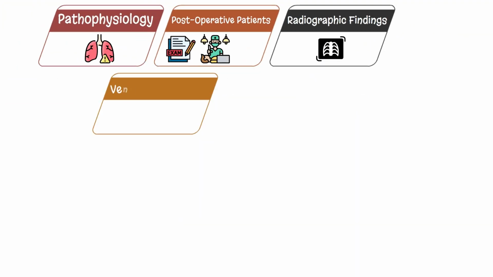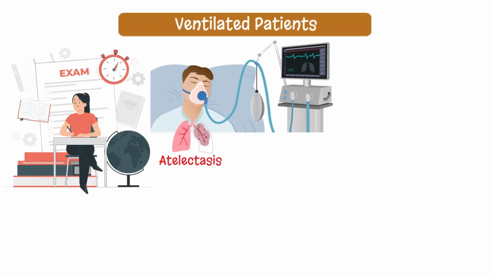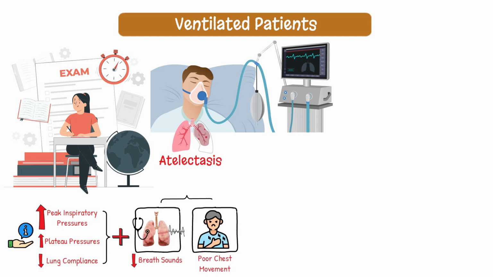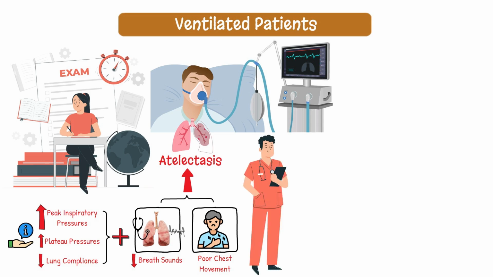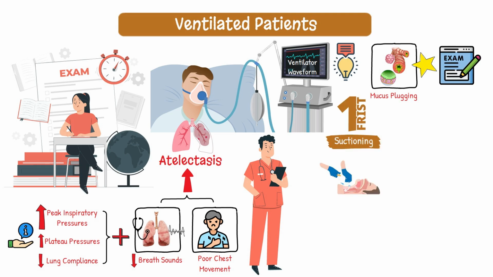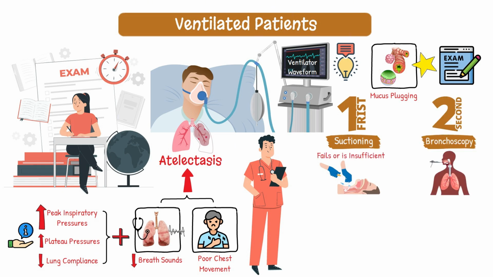In ventilated patients, the development of atelectasis can be more subtle. On the exam, you may be given information like increasing peak inspiratory pressures and plateau pressures, suggesting reduced lung compliance. If this change is accompanied by decreased breath sounds and poor chest movement, suspect atelectasis and investigate further. The ventilator waveform may also provide additional hints, and if the cause is found to be mucus plugging, which is another favorite exam trigger, your initial action should be suctioning. If suctioning fails or is insufficient, bronchoscopy may be the next appropriate intervention.